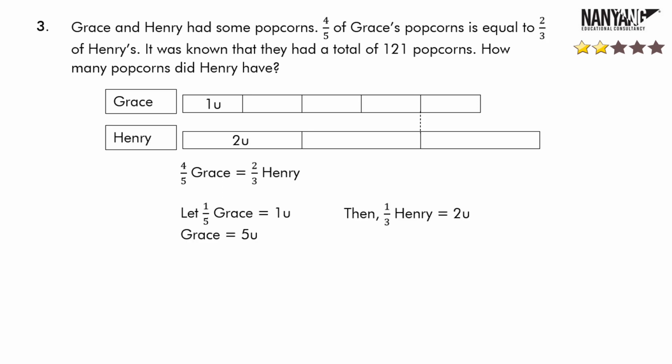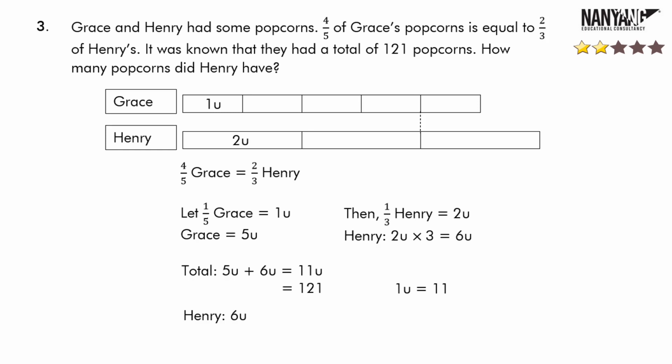So now Grace's total is 5 units, and Henry's total will be 2 units times 3, 6 units. So the total the two of them have will be 5 units plus 6 units, 11 units. This is, as the question tells us, 121. So how many popcorns did Henry have? We first find out that 1 unit is 121 divided by 11, and we get 11. So Henry's 6 units is equals to 6 times 11, 66. So that's our answer. Henry had 66 popcorns.